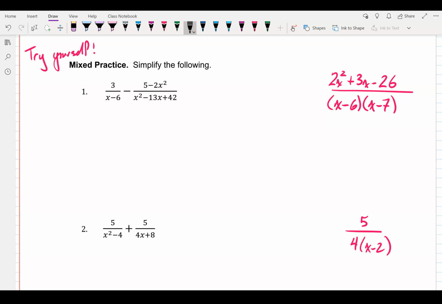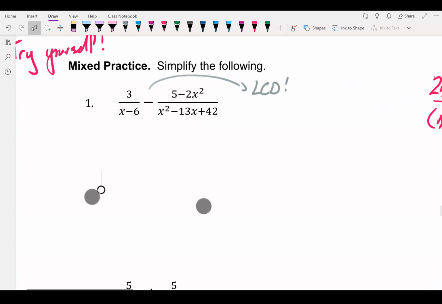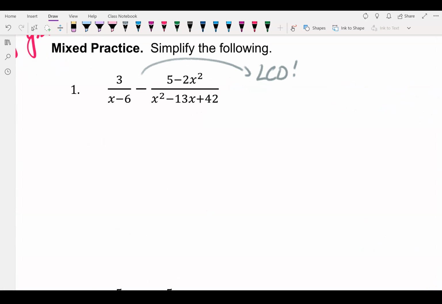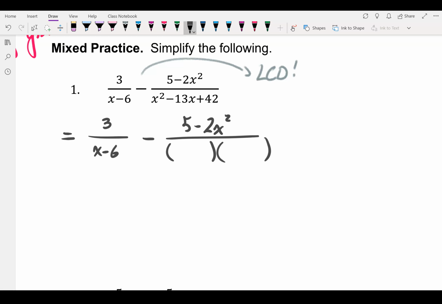First things first, this is a subtraction. I need to get an LCD, all right? When you see subtraction or addition, you should get an LCD. We can't get the LCD yet until it's factored. So let's factor it, and the LCD should make itself somewhat obvious to us. None of these can factor so far, but the bottom of that second fraction, the denominator, can definitely be factored.